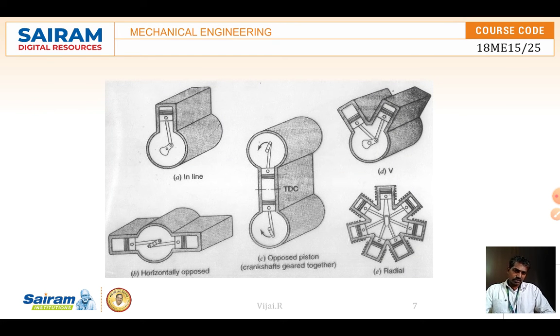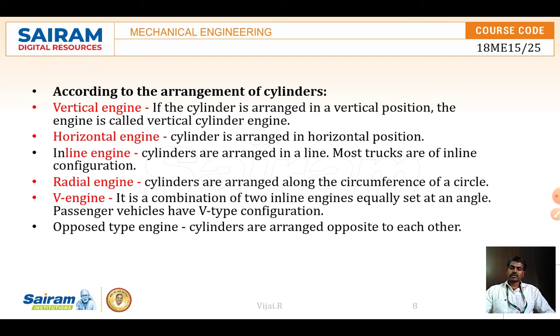In the last image on the right side you can see cylinders arranged in a circle form, arranged in a circumference, so that all the cylinders can be operated by the rotation of the crankshaft and the piston movements can be done. This is called the radial engine. And the V engine has two inline engines set at an equal angle. So these are called inline engines, and V type engines.